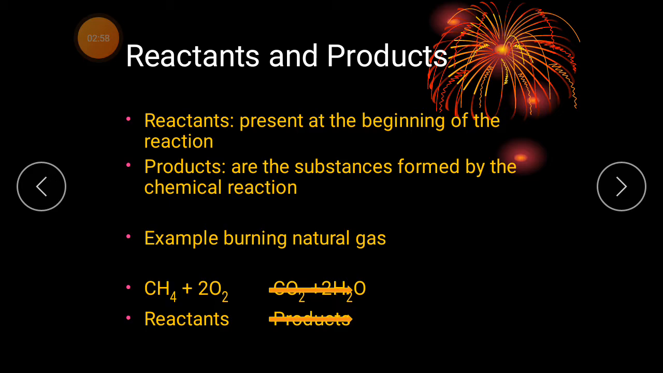Students, an example of burning gas is a chemical reaction. This is methane gas, and when this methane gas reacts with oxygen which is present in the air, we get a flame. As a result, we get a gas, that is carbon dioxide, and steam, water, H2O.